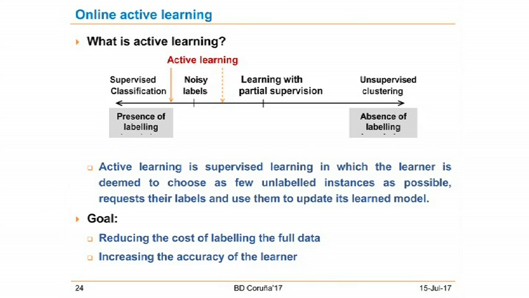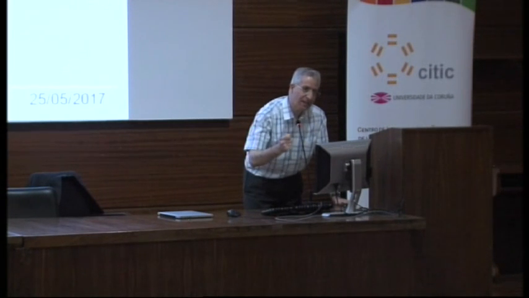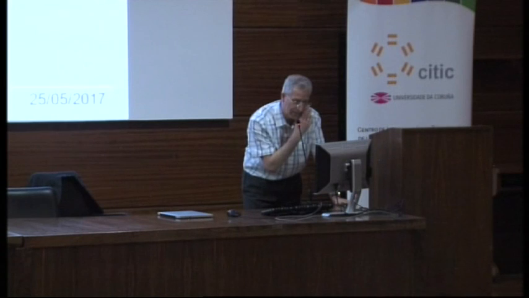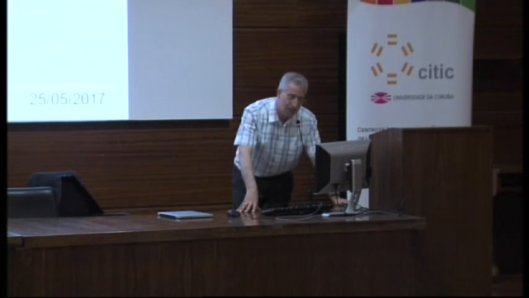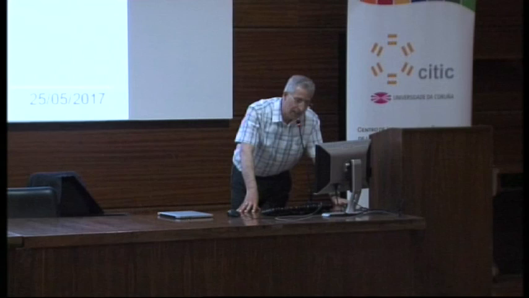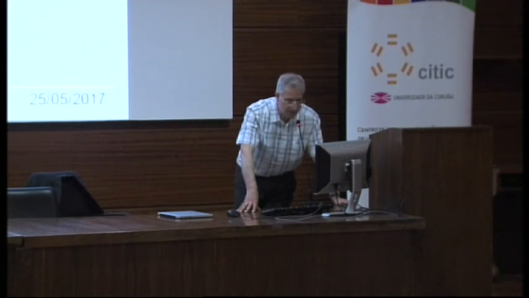Active learning is basically a kind of learning with partial supervision, but here there is a user who can tell you this is the label of these data points in real time while you are training your model, okay? So active learning is supervised learning in which the learner is deemed to choose as few unlabeled data points as possible, request their labels, and use them to update the model.